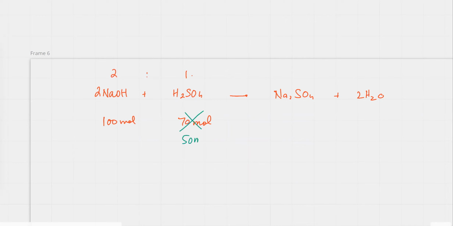Sir, is it because it's the limiting reactant? So it is the limiting reactant because all of it can react. H2SO4, you've added more than the required amount because only 50 were needed. According to the ratio of 2:1, 100 are going to react with 50. So you never needed 70. 70 was too much. That's an excess. Is this clear?